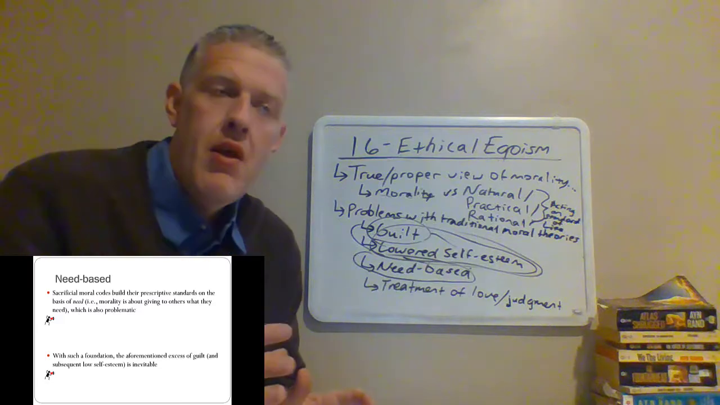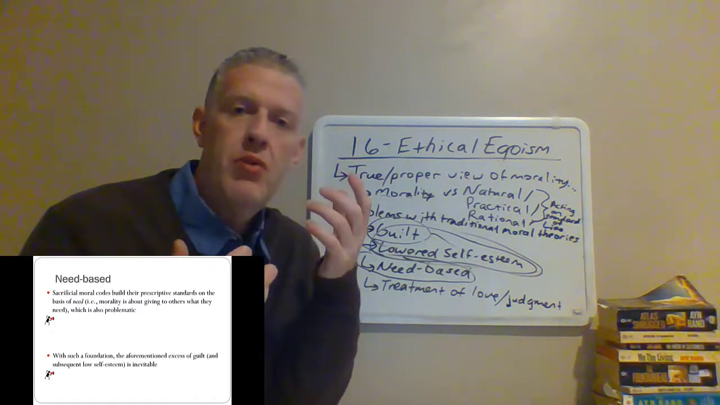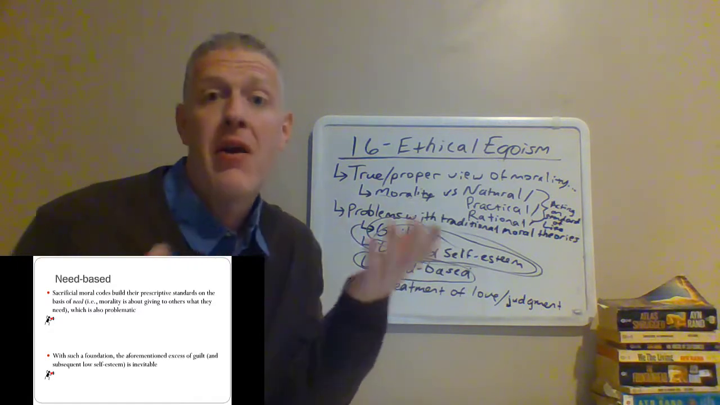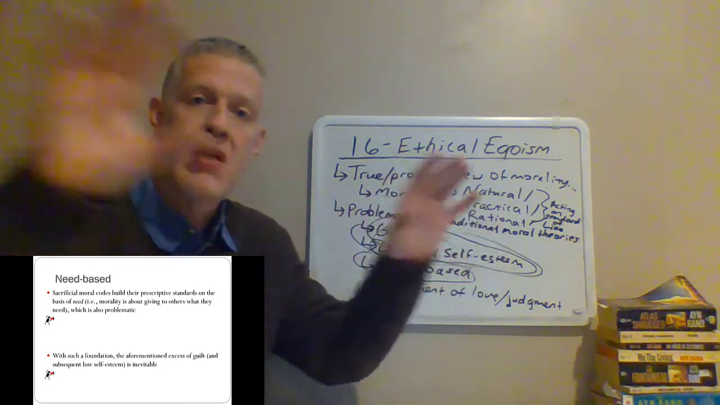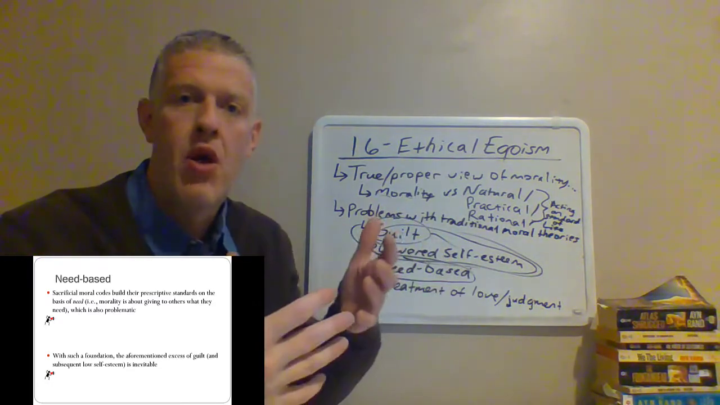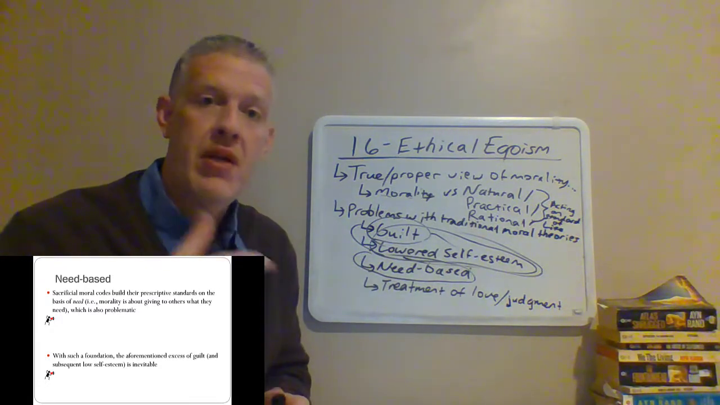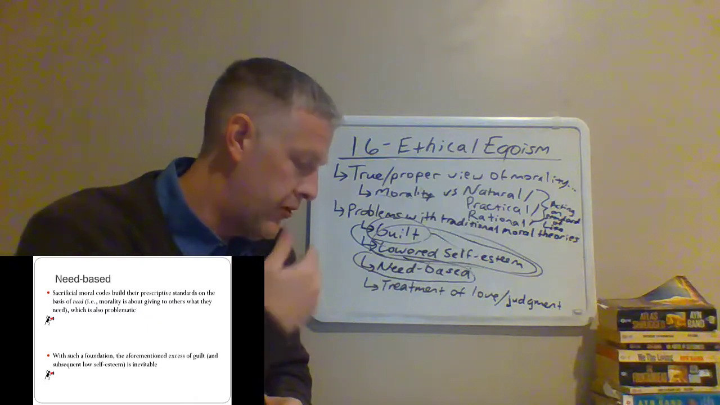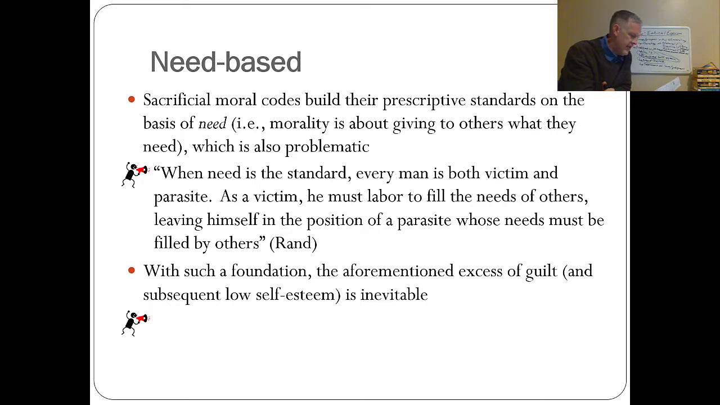But regardless, the main issue with these traditional moral theories is not only that they're self-sacrificing, but that they're constantly focusing on the needs and what everybody needs. Well, that opens us up to this constant vicious cycle where we then become needful ourselves, and so on and so forth. So that's what she's getting at when she says, quote, "When need is the standard, every man is both victim and parasite. As a victim, he must labor to fill the needs of others, leaving himself in the position of a parasite."